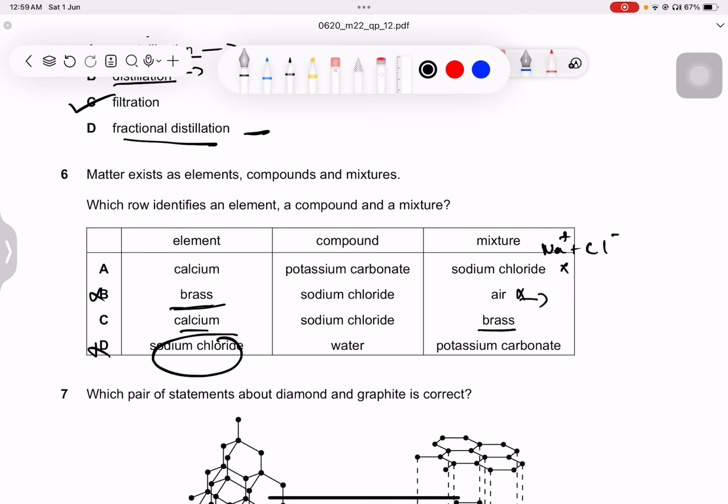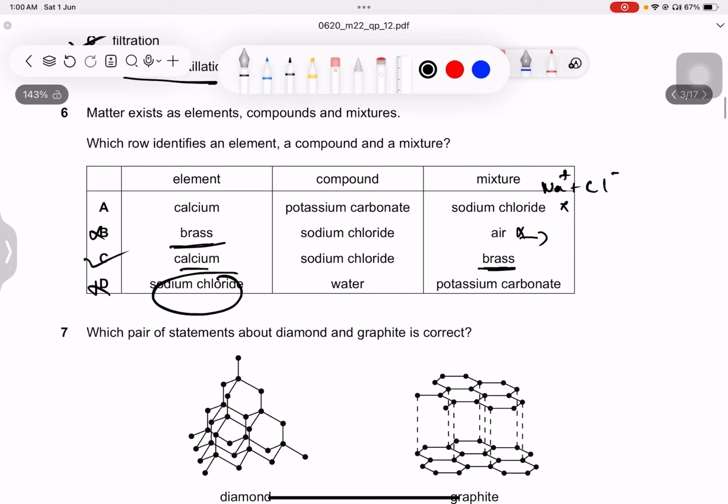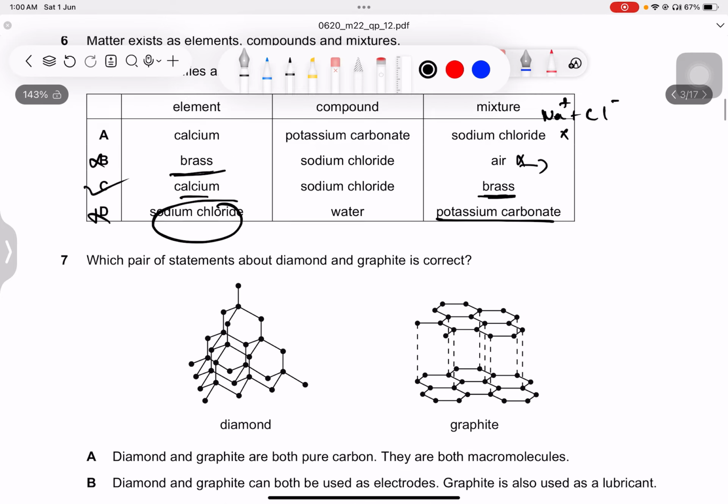Next, brass is a mixture because it is an alloy. Alloy is a mixture of an element with another. Oh, sorry, alloy is a mixture of a metal with another element. So option C is correct. Potassium carbonate also is a compound.